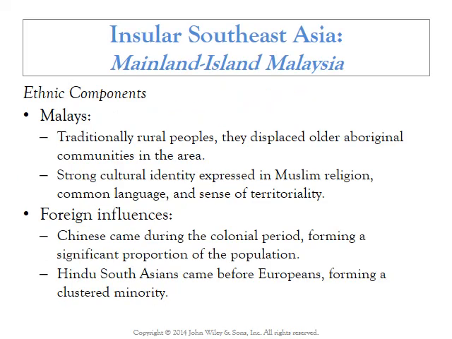Okay, so we start our study of insular Southeast Asia with the country of Malaysia, which is actually split up into 2 parts. It's got a mainland part, the southern part of the peninsula of the mainland, and then it also has an island part, the island of Borneo. It shares it with Indonesia. So there's actually a West Malaysia and an East Malaysia.